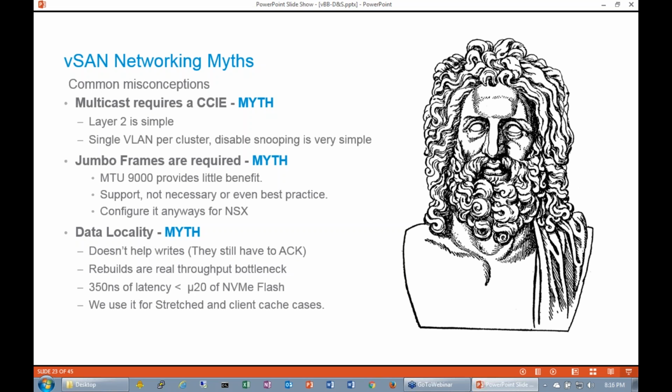But as far as the VM kernel interfaces for vSAN, unless you are 100% on jumbo frames across your environment, just leave it at 1500 and call it a day. Just leave it at the default.